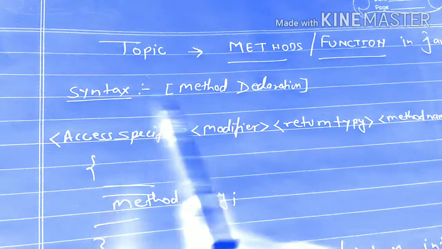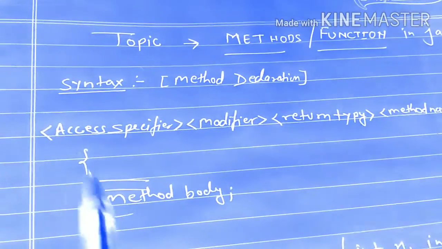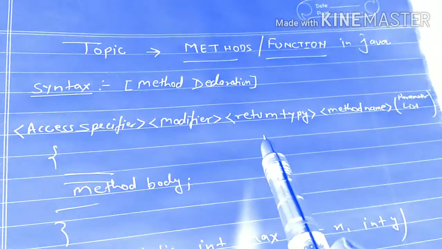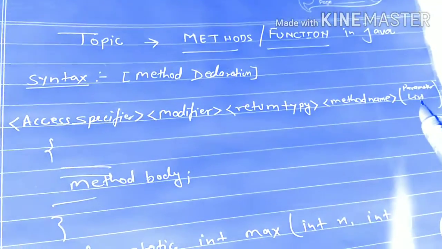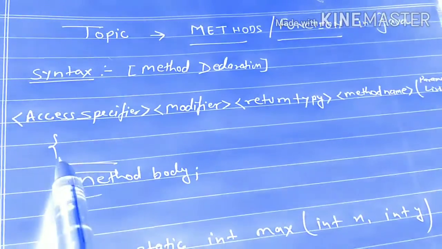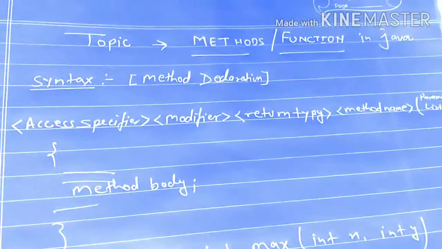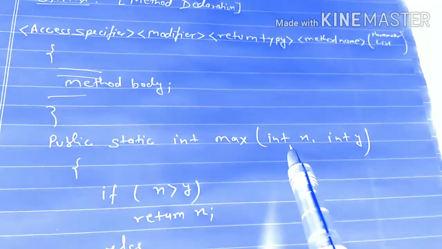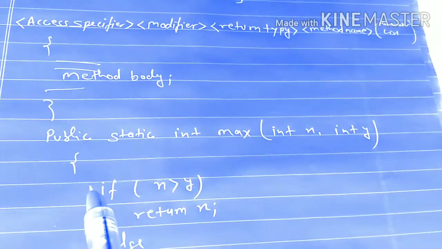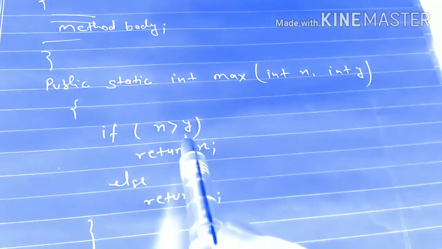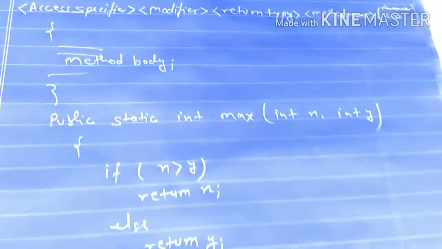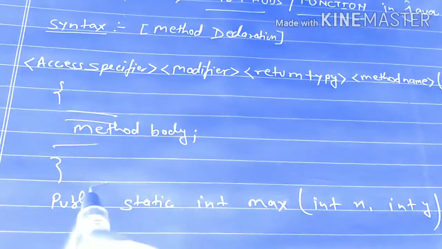Now, the syntax of the method declaration. First comes the access specifier, modifier, return type, method name, and parameter list, and then the method body. For example: public static int max(int x, int y) { method body: if x is greater than y, then return x, else return y }.